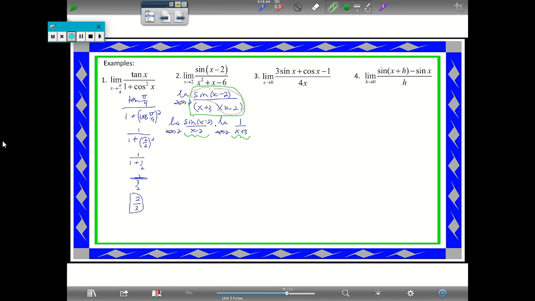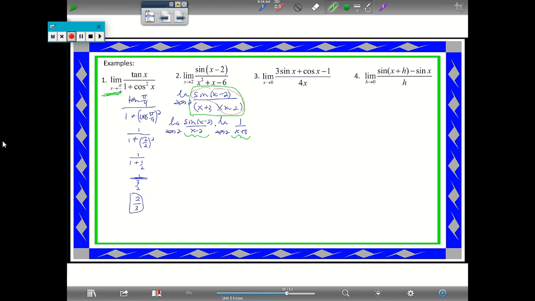Notice that when I take the limit, what it means by taking the limit is plugging the number in. When I plug the number in, I don't carry this limit statement with me any longer. But until I plug the number in, I have to keep it with me. It's telling me what to do. We cannot just drop it, or you lose points. You can't just drop it.